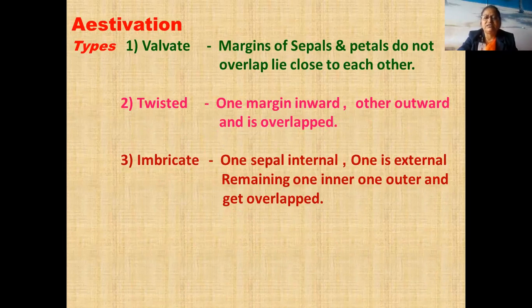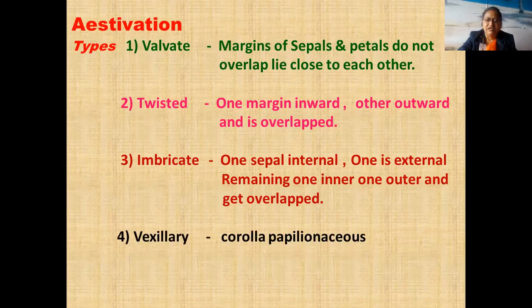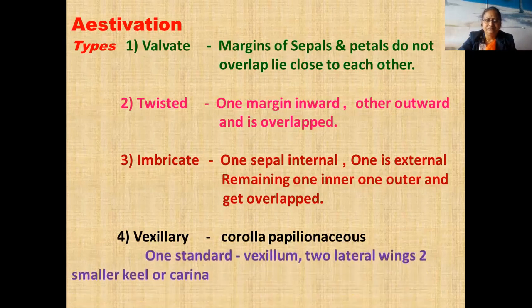Third, imbricate aestivation. Here, one of the sepals or petals is completely internal, one is external, and in the remaining petals or sepals, one margin is inner and one margin is outer and they get overlapped. Example, cassia. Then vexillary aestivation, where the corolla is papilionaceous.